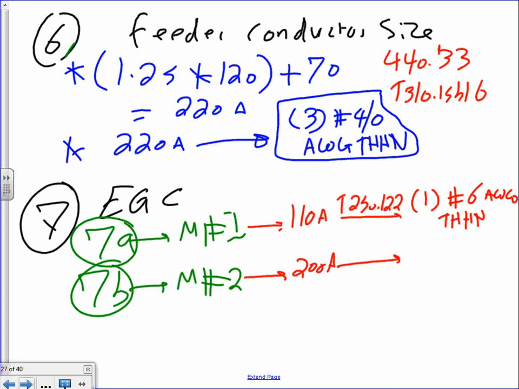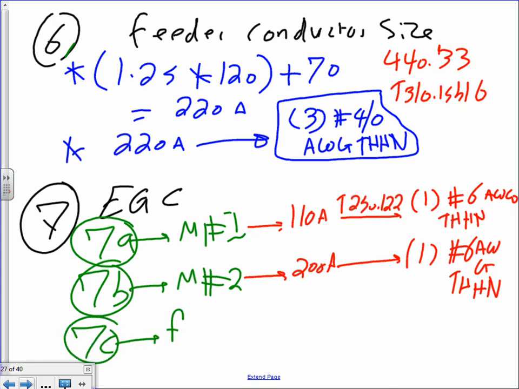Same table, you get 1 conductor, same size? Yeah, number 6 AWG THHN. The last thing, 7C. This one is for the feeder. The other ones are for the branch circuits, guys. This one is for the feeder.